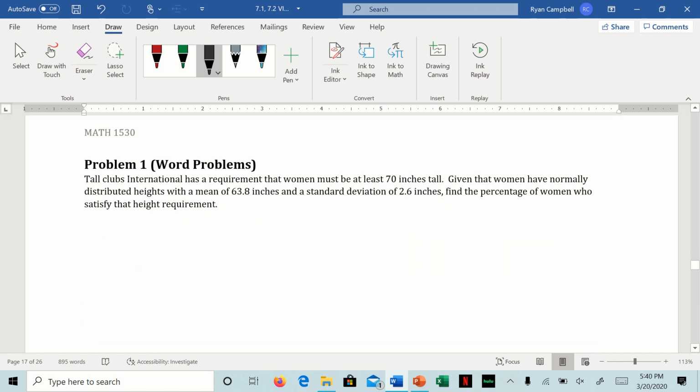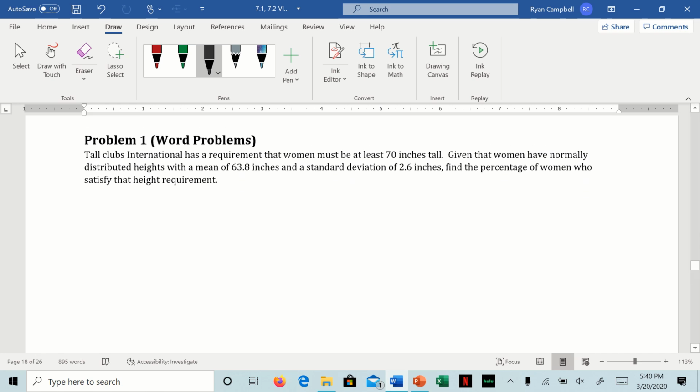All right, so let's do some word problems. Hopefully you can follow along. I already typed these up and posted them to the website, so we can just follow along. These should, again, be very easy. These should be the easiest word problems you've ever done in your life.